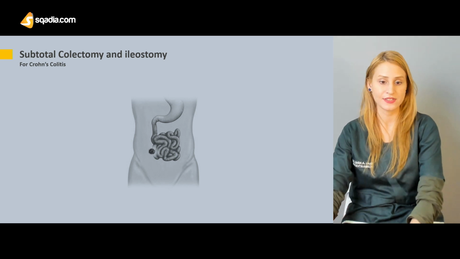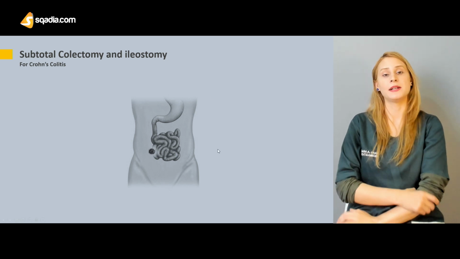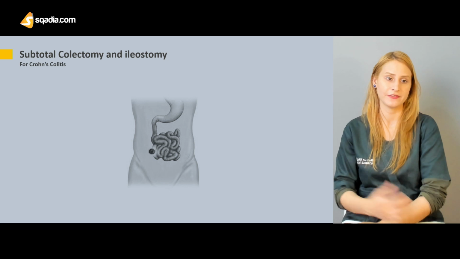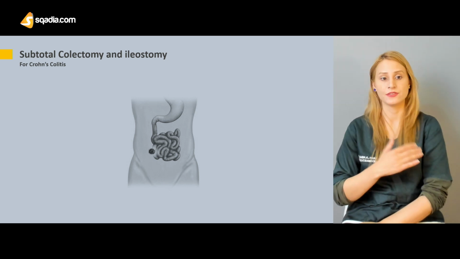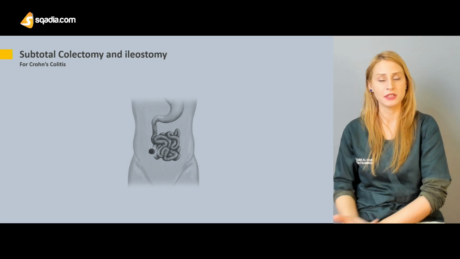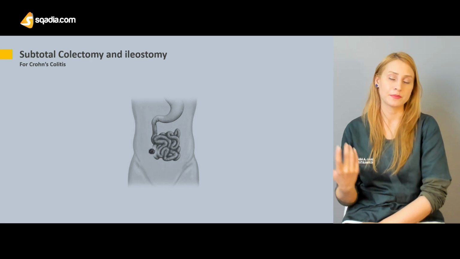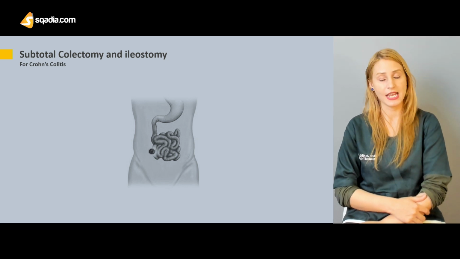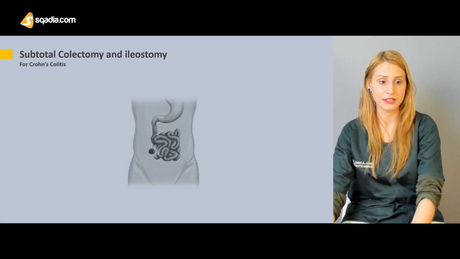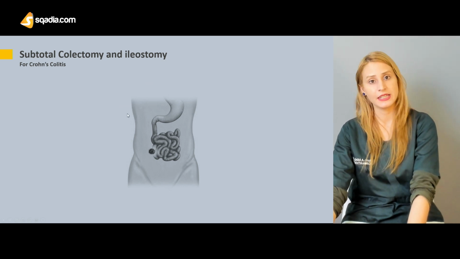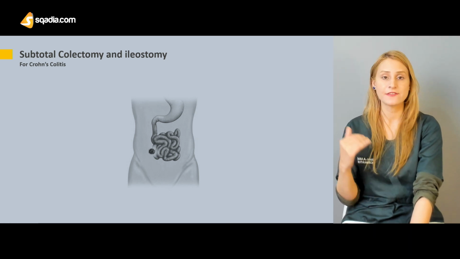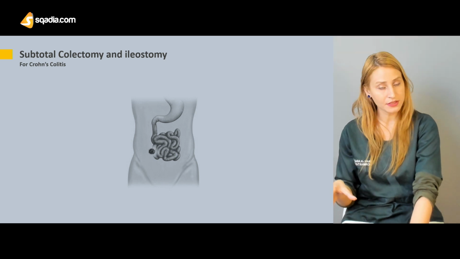ileosigmoid anastomosis, or you can do the colostomy for the time being, and then you can do the definitive repair, which is the colectomy, subtotal colectomy, and you do the ileostomy or colostomy. Most of the time ileostomy, and sometimes the patient has to be put on permanent ileostomy. So resect most of the colon, the cecum, ascending colon, the transverse and the descending colon, and leave the sigmoid colon behind.